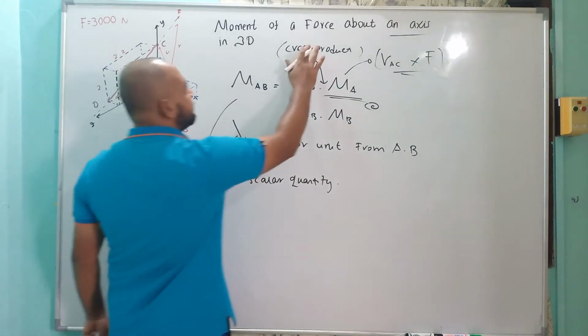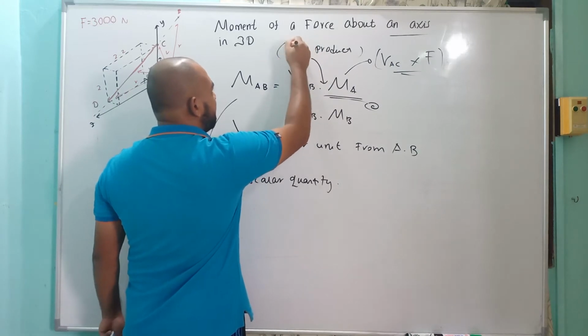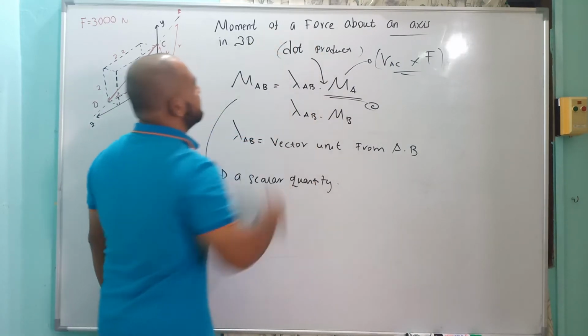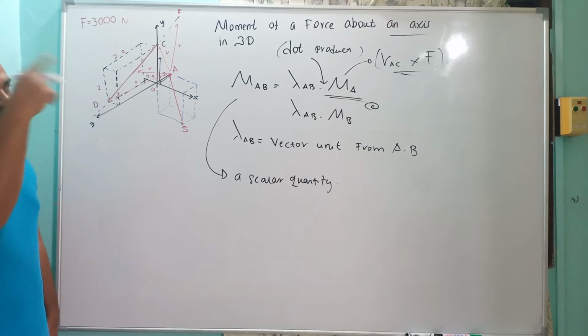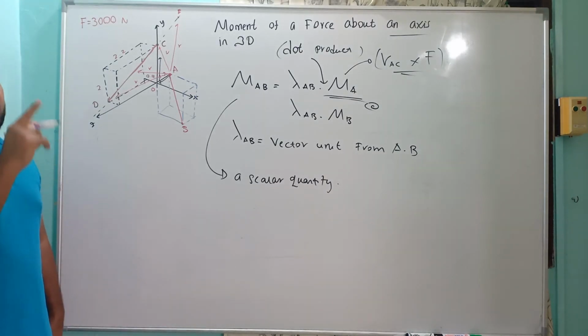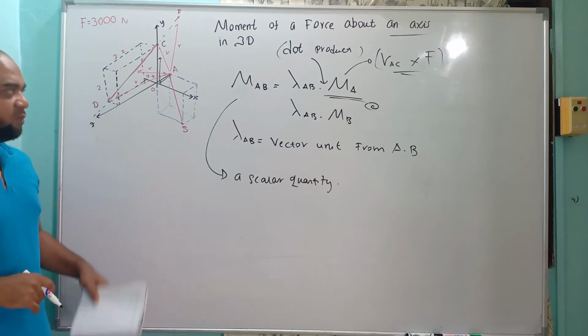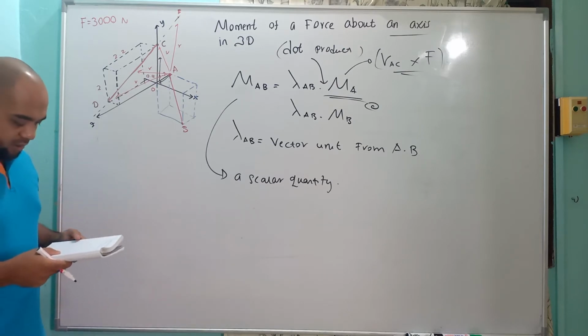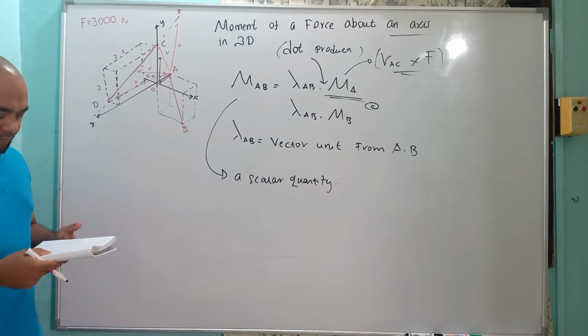Okay, so this is a cross product. Sorry, it is a dot product. The cross product is what we do for the moment about a point. Now it is a dot product for the moment about an axis.